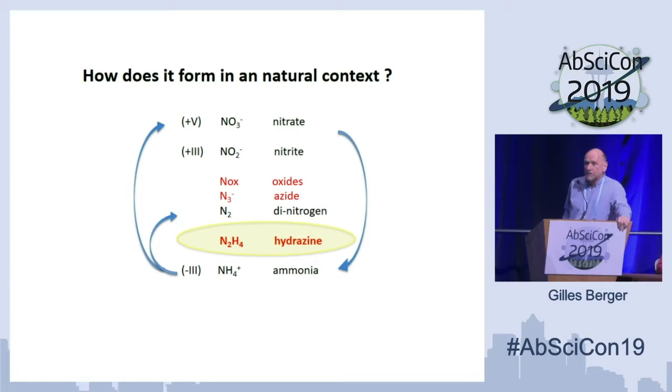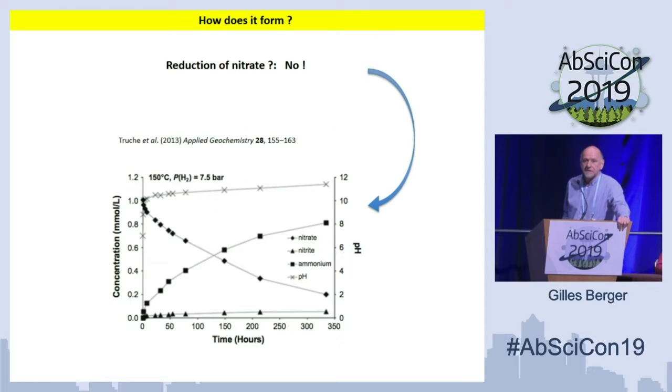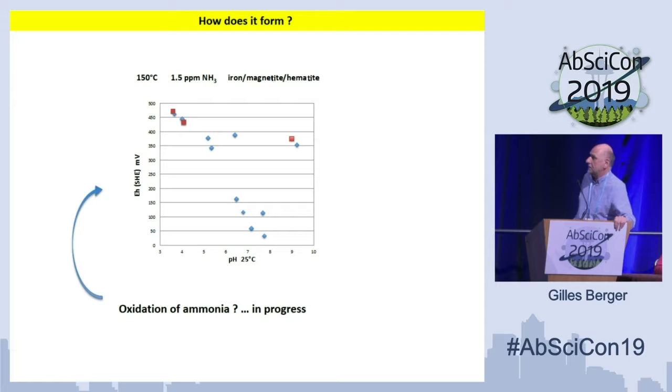The question is, how does it form in a natural context? Either by reduction of nitrate or by oxidation of ammonia. We tested 10 years ago the reduction of nitrate by hydrogen using iron as a catalyst. It was for another purpose. And we found nitrite as a transient species, but not hydrazine. Currently, we are experimenting on the oxidation of ammonia using now iron, magnetite, or hematite as catalyst. And in some runs, we found a trace of hydrazine for the higher EH values. This work is not finished, and this data should be confirmed.